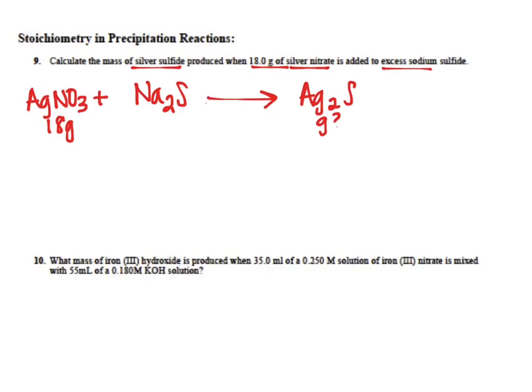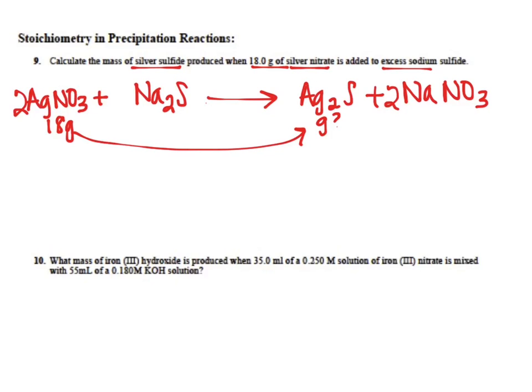But we're not done because we have a double replacement going on here. So our other product is going to be sodium nitrate. And then you're going to have to balance it. So we need a 2 here and a 2 here. And we're going to stoich from 18 grams to however many grams of silver sulfide.